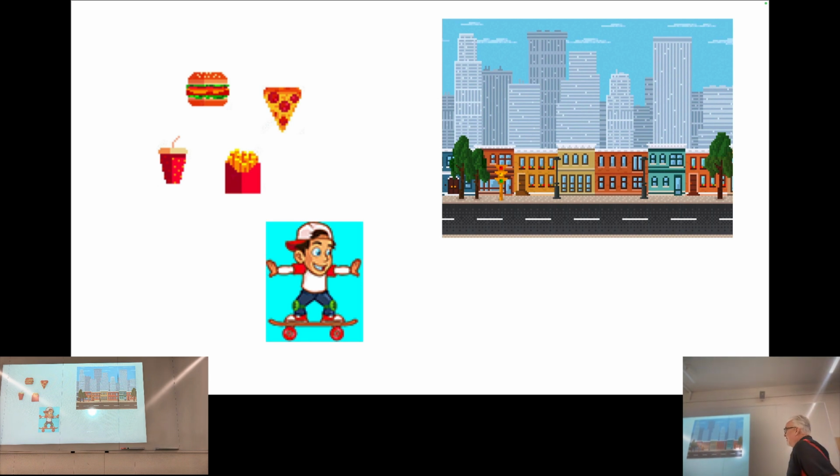So here are the graphics that I picked for my game. I'm going to use a background graphic that looks like a little city with a street. I'm going to put the little skateboard guy on the street going back and forth, and he's going to catch various fast food items that fall from the sky. So same game, or same model, different game.